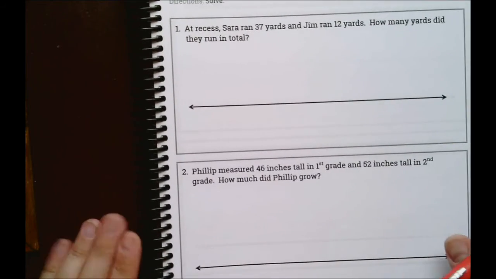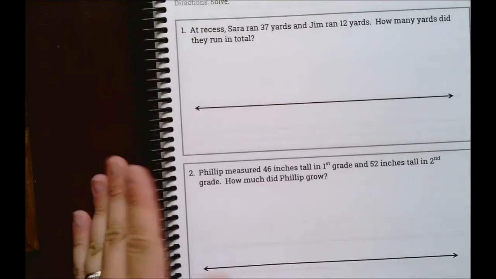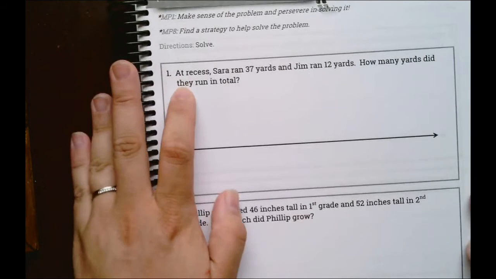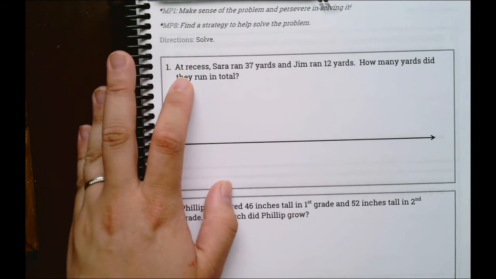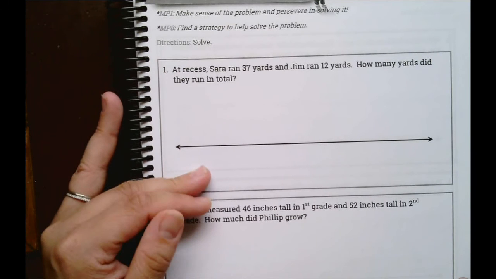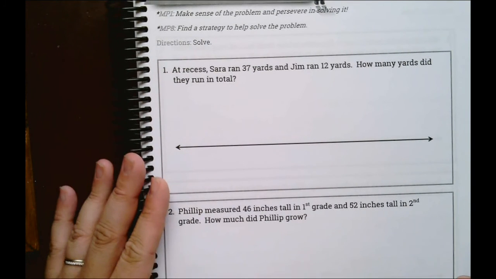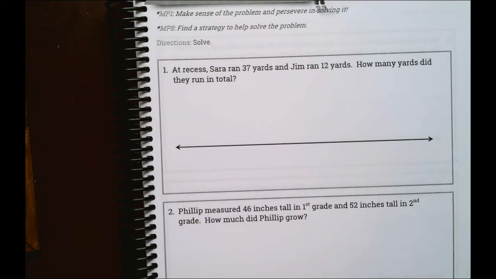Okay. It's essentially we're doing the same work. You need to read the problem. So number 1 says, at recess, Sarah ran 37 yards and Jim ran 12 yards. How many yards did they run total? So we're looking in total. So what are we adding or subtracting?